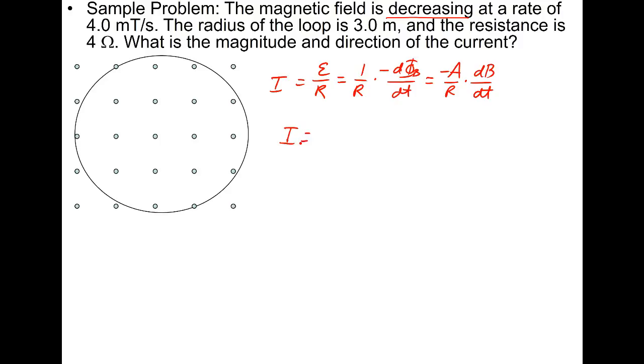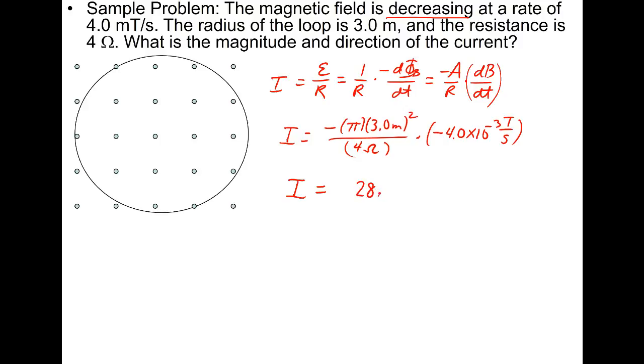So we plug in everything, and that's going to be negative pi 3 squared, pi r squared. Resistance is 4 ohms. And dB dt is going to be negative 4 times 10 to the minus 3 teslas per second. Now this is important that you have a negative sign when it's decreasing. dB dt can be plus or minus. And when you calculate this out, you're going to get I is equal to 28.3, thereabouts, milliamps. And it's got a positive sign.